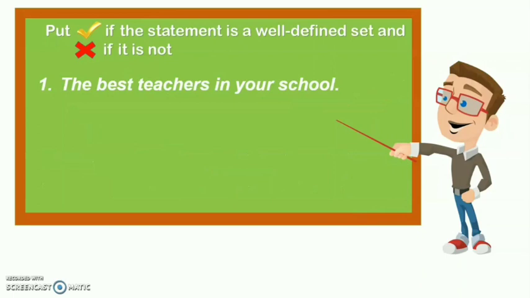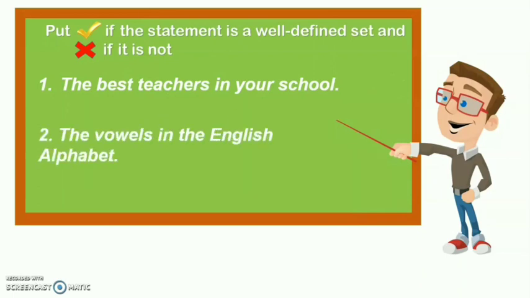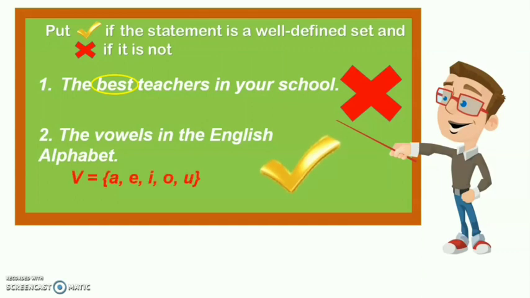So let's proceed to another activity. Number 1, the best teachers in your school. Number 2, the vowels in the English alphabet. What do you think is the answer for number 1? Number 1, yes, it is not well defined because of the word best. Why? Because maybe your idea of being the best teacher is different from others. That's why it is not well defined. And number 2 is a well-defined set. Why? Because the vowels from A to U are the only vowels that we can see in the English alphabet.